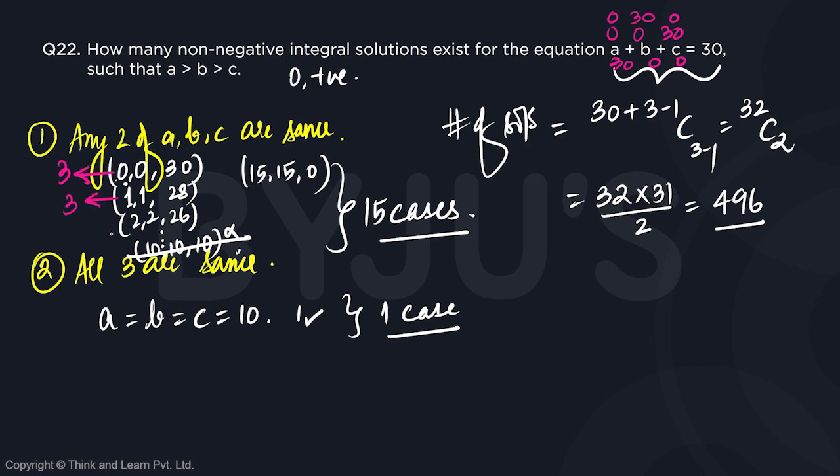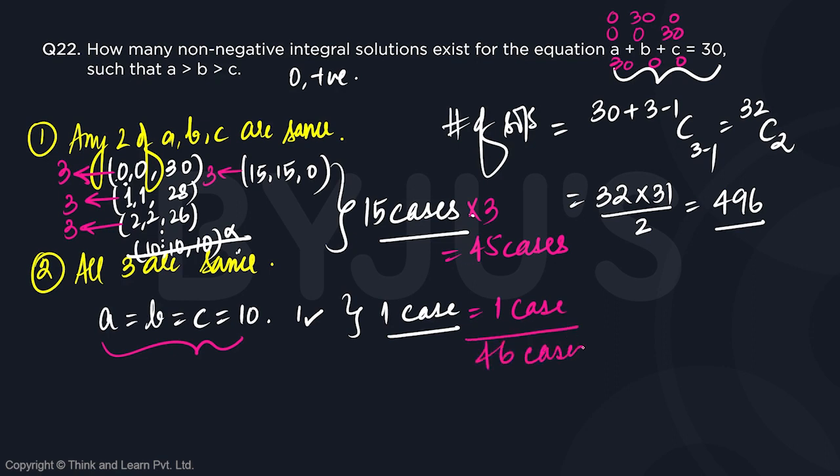Similarly, for the next one, we'll have 3 cases, and the next one, 3 cases, and so on. So overall, if I include the combinations, we will have a total of 45 cases. But in the case of a, b, c each being equal to 10, shifting 10 from one variable to another will not make any sense, so there is only one case. So there are going to be a total of 46 cases that we need to get rid of, which do not fall under the condition that a, b, c are different. If we remove those 46 cases, we will be left with 450 combinations.